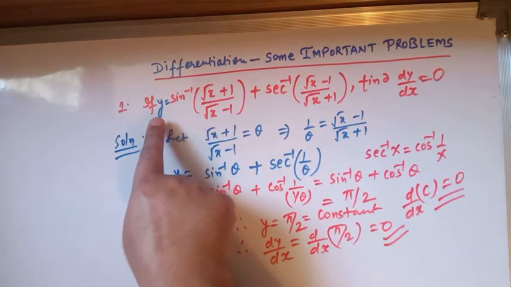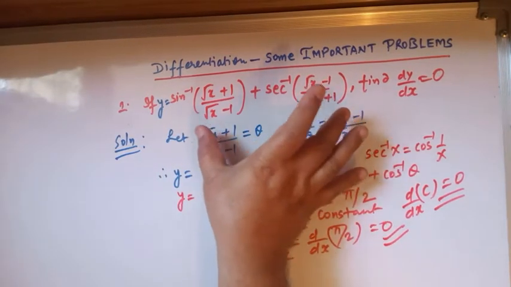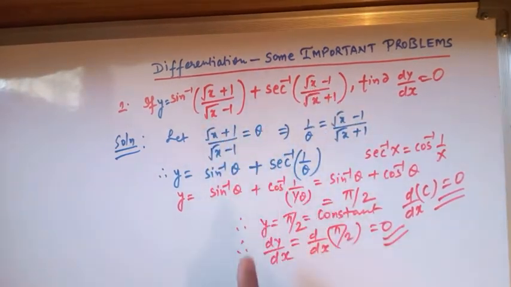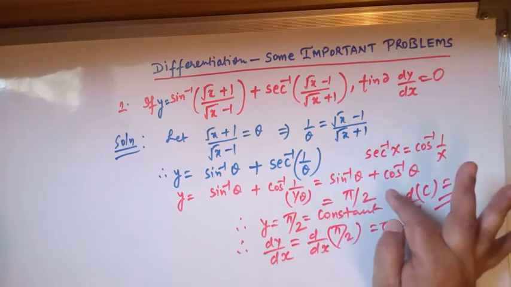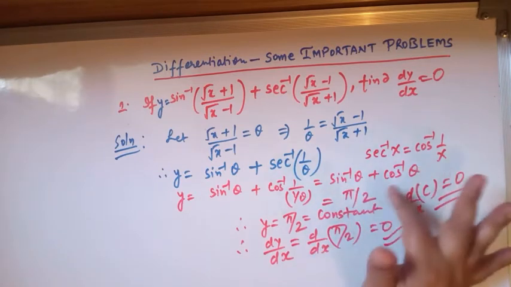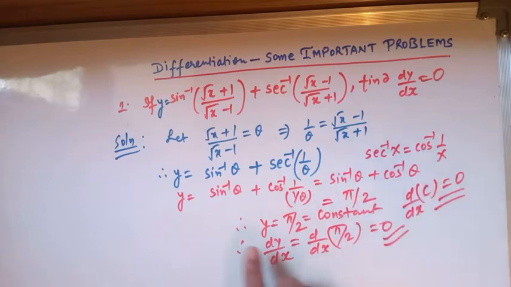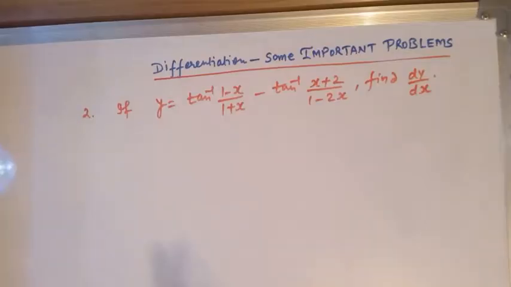From the appearance of this question, it seems quite difficult, but if we closely examine this question, we see that this question can be reduced to this form, sine inverse theta plus cos inverse theta, which is nothing but pi by 2, and then the derivative is 0. Clear? Okay. So viewers, let us solve this problem.